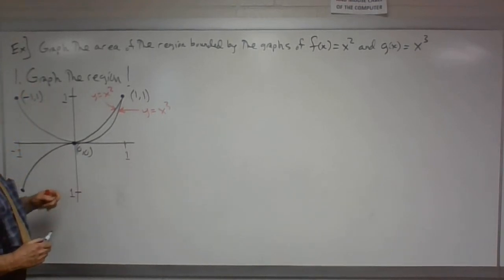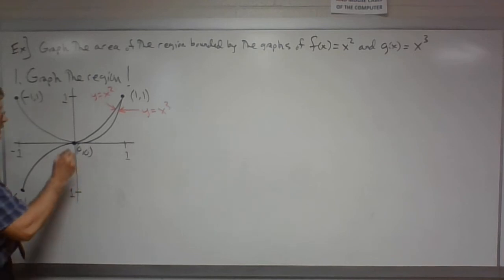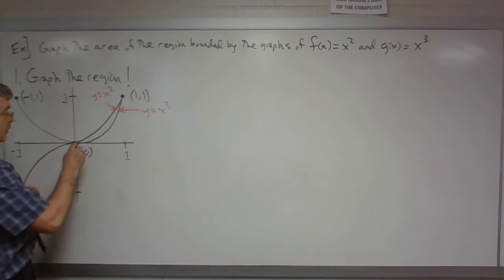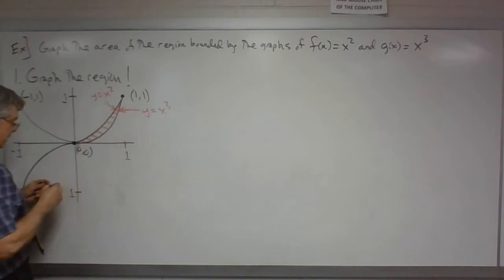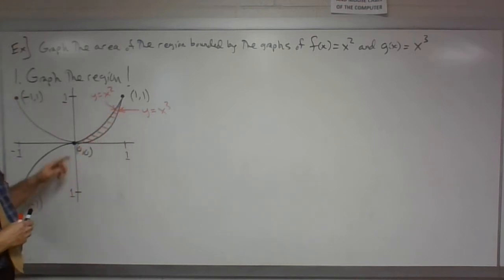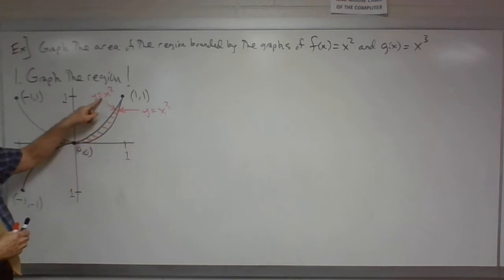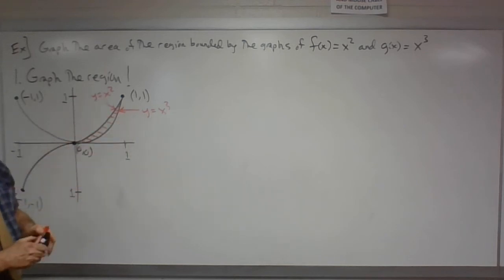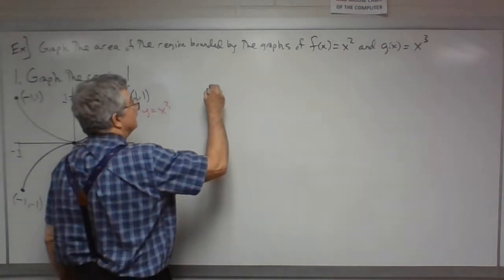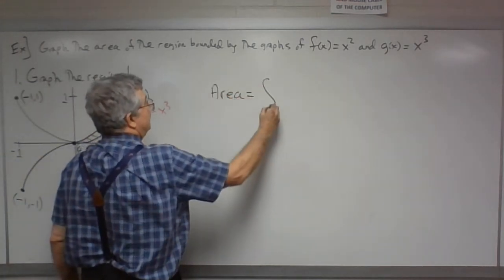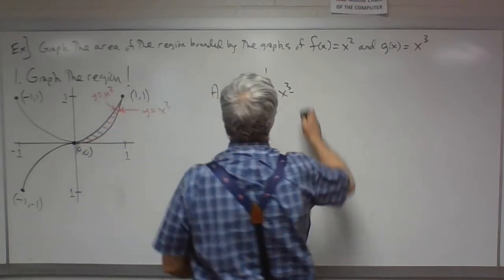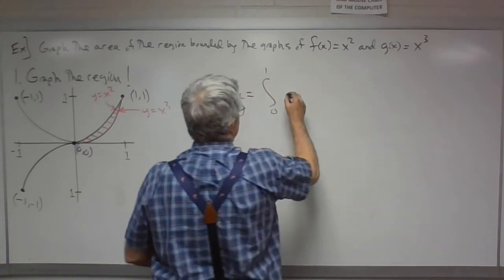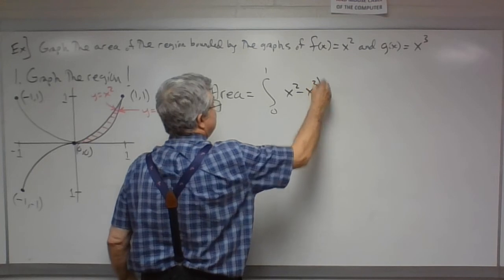The region bounded by the graphs of x squared and x cubed lies completely between x equals 0 and x equal 1. This is the bounded region completely. This is the entire bounded region. And throughout the bounded region, x squared is greater than or equal to x cubed. Larger function minus smaller function.